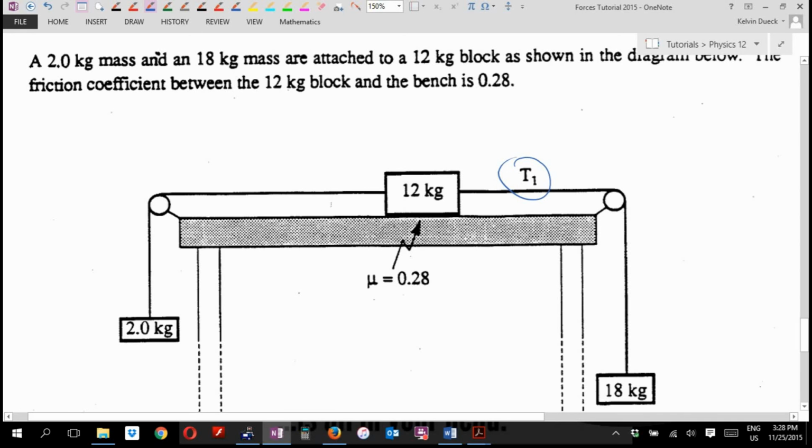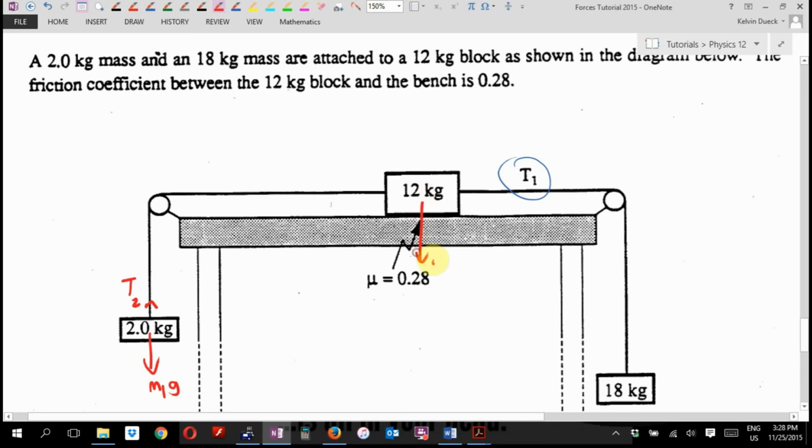Tension 1. Okay. Who's winning? Oh, you know what? Before I even do that, I should probably label the forces. Since there's 3 masses, I'm going to be clever, and I'm going to call this M1. And I guess I'll call this tension 2, even though it's the first rope, because they called tension 1 that rope over there. So not to confuse myself, go with it.